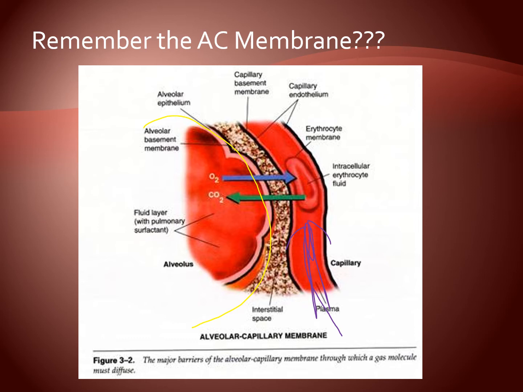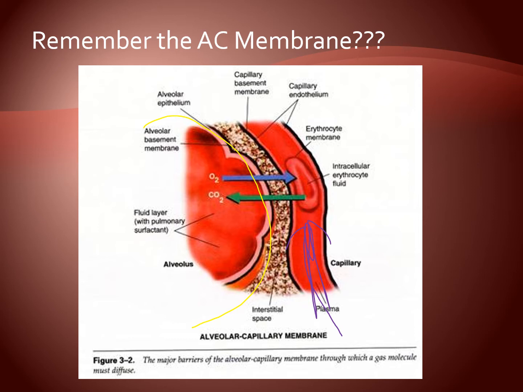Now there's two ways oxygen is transported, remember? It's transported in both the plasma and on the red blood cell as far as oxyhemoglobin is concerned, right? That's the fancy word for hemoglobin on the red blood cell that's bound with oxygen.